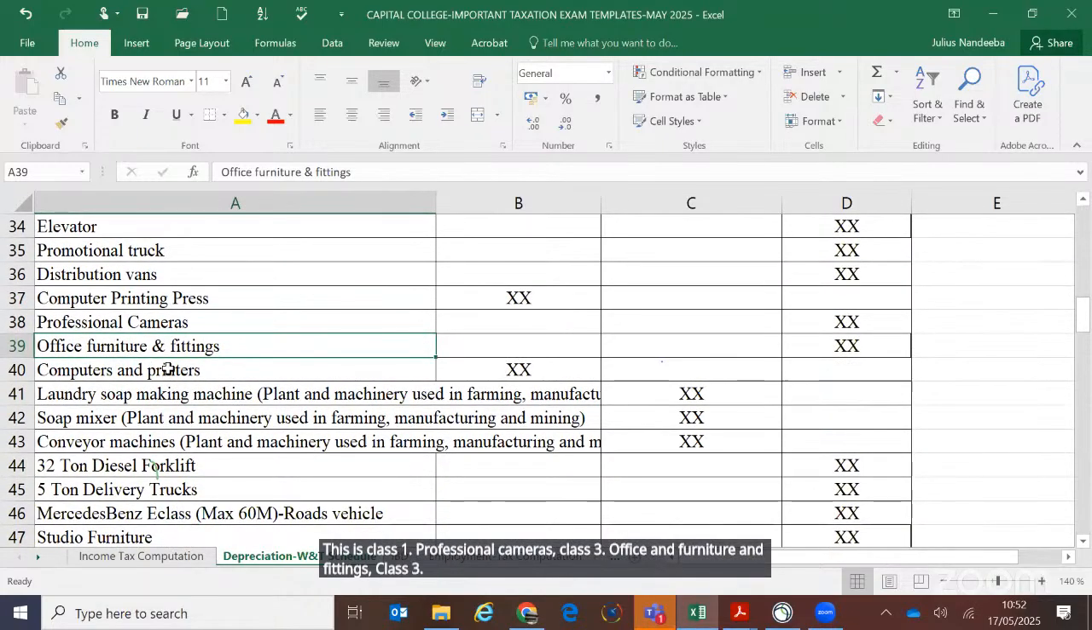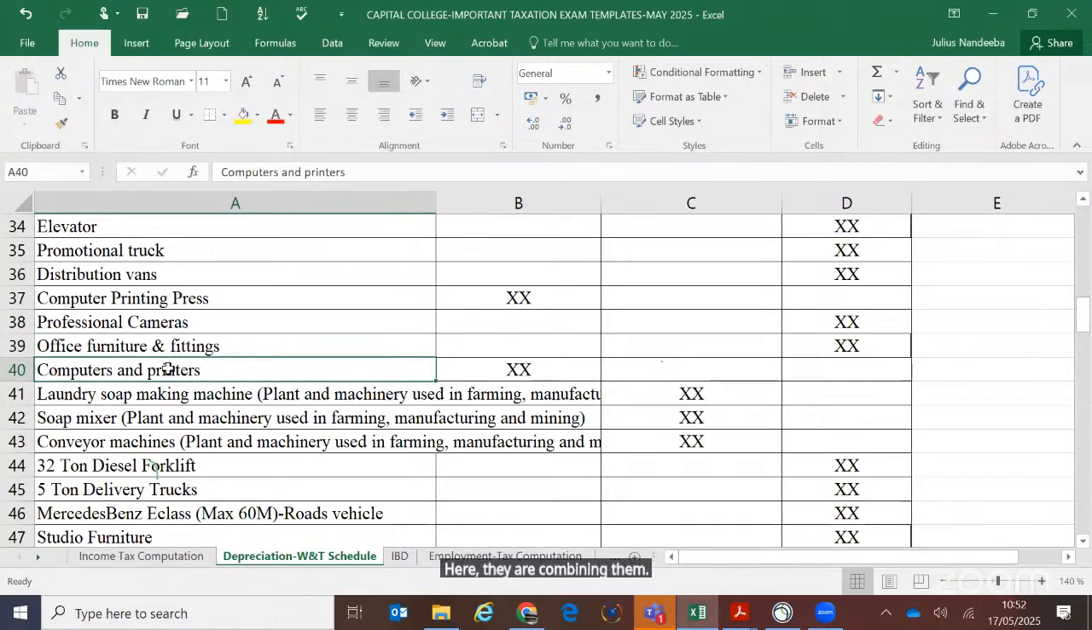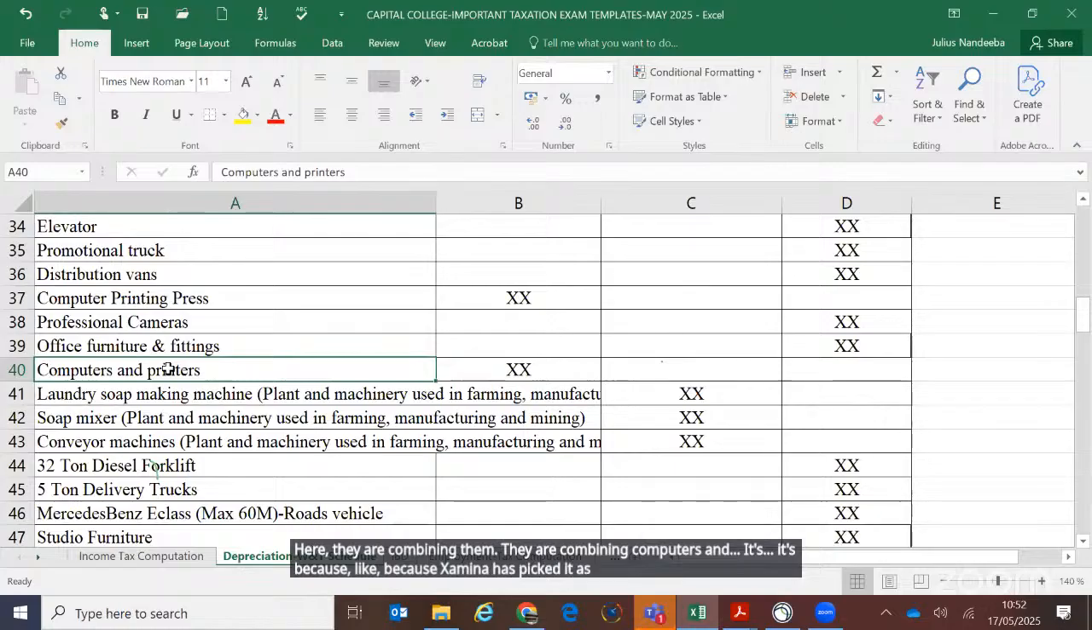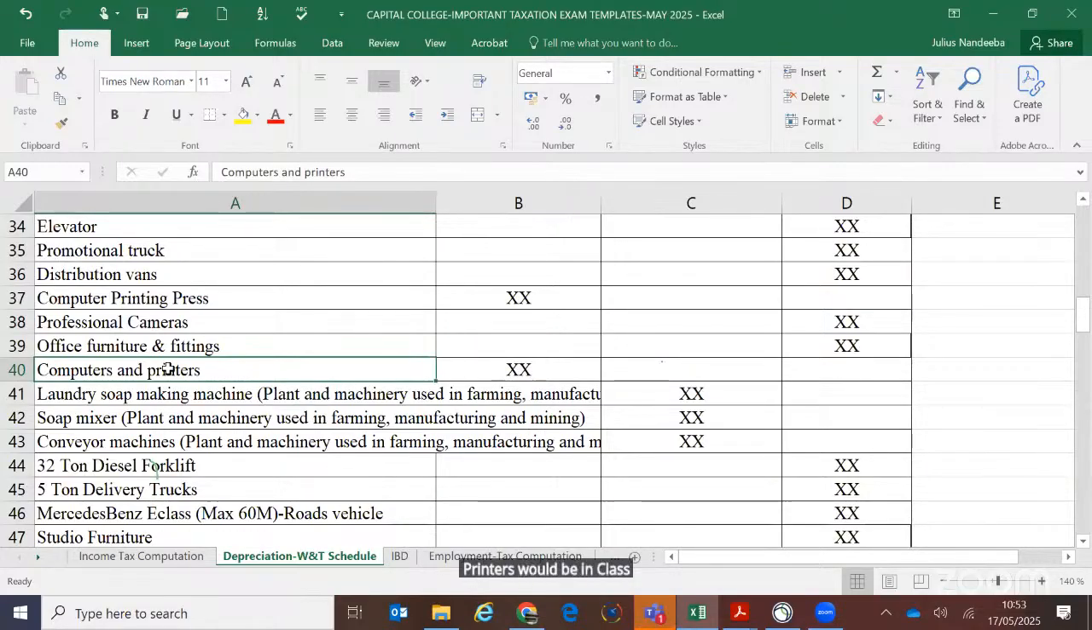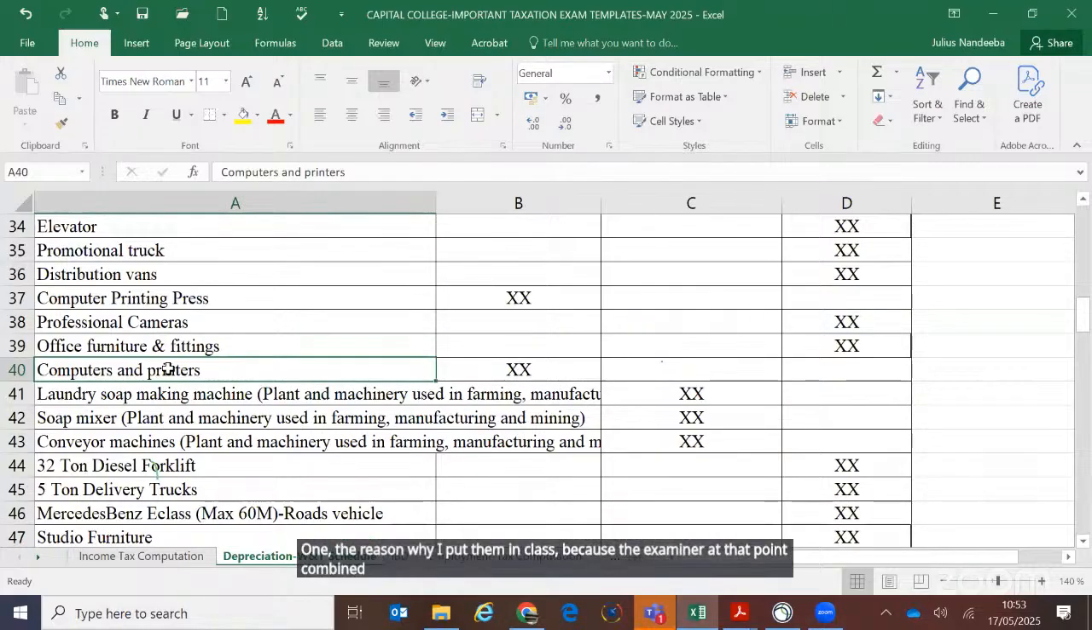Computers and printers. Here they are combining them. The examiner has picked it as computers and printers, meaning this person has, for example, one combined item of computers and printers. But if they separated them, printers would be in class 3 and computers would be in class 1. The reason why I put them in class 1 is because the examiner at that point combined computers and printers. So don't get confused.